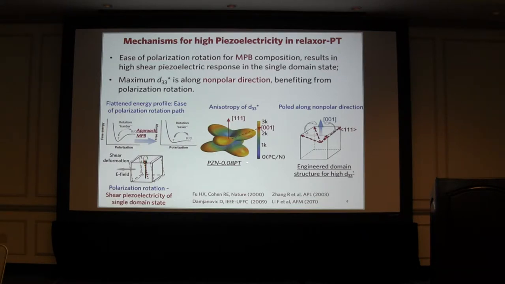So for relaxor-PT crystal, we generally observe a high piezoelectric anisotropy. Here, this is the rhombohedral crystal. We can see that the largest d33 is generally along the 001 direction, which is about 10 to 20 times higher than that along the polar 111 direction. So for using this crystal, generally we need to pole the crystal along a non-polar direction. We pole the rhombohedral crystal along the 001 direction. In this case, d33 could benefit from the polarization rotation I'm showing in this figure.